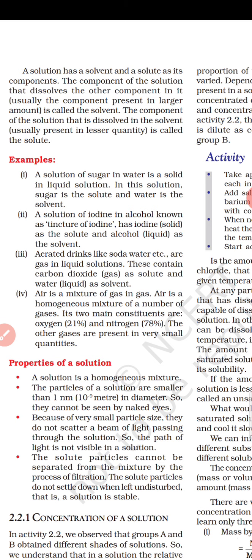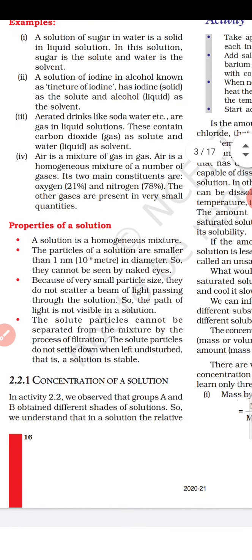So देखिए, properties of solution, you can note down these properties in your notebook from your book. A solution is a homogeneous mixture. All of you know now what a homogeneous mixture is. The particles of a solution are smaller than 1 nanometer in diameter. बहुत इतने छोटे होते हैं that we cannot see them with our naked eyes. Even we cannot see them with the help of a microscope. Very small, smaller than 1 nanometer.